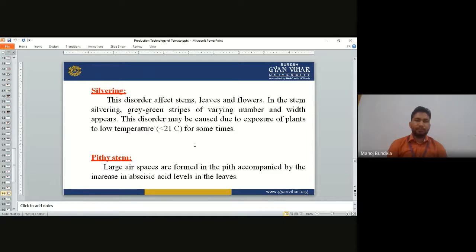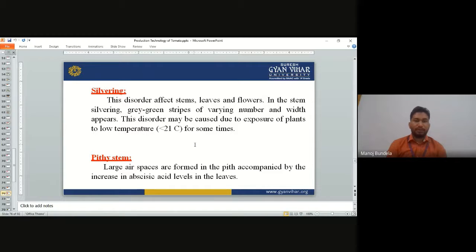Silvering. This disorder affects the stem, leaves, and flowers. In the stem, gray-green strips of varying number and width appear. This disorder may be caused due to the exposure of plants to low temperature, less than 21 degrees centigrade, for some time. Silvering.